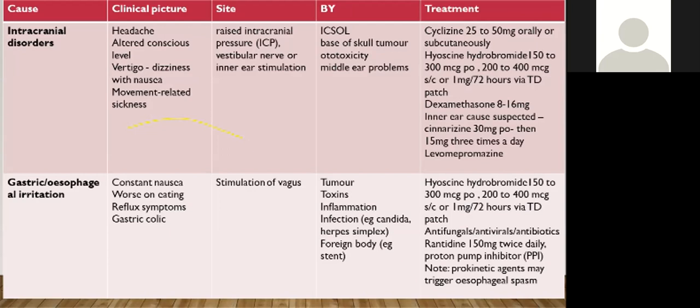So how do you manage that? For the vagus, you can go with hyoscine hydrobromide, 150 to 300 microgram, via syringe driver, or you can use a patch. You can use ranitidine, 150 milligram twice daily. It's a proton pump inhibitor. The thing to remember is if there's esophageal spasm, sometimes prokinetic agents can trigger the esophageal spasm, so it's better to avoid that. If there's not much, then you can go with proton pump inhibitors if there are symptoms of gastric reflux and gastrocolic. Next slide.